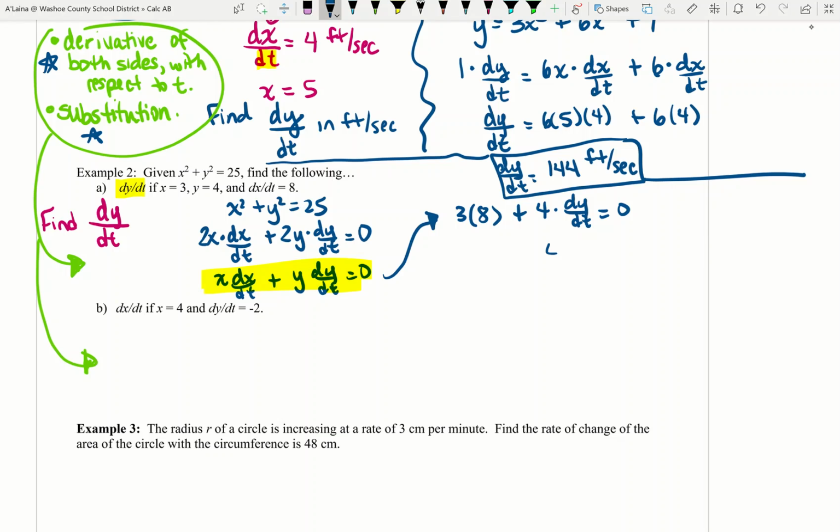So I'm going to move the 24 over to the other side to get negative 24, and when I divide that out, dy over dt is negative 6. Now I'm going to check the problem to see if there are units. If units are given, they must be provided in the answer. However, no units are given, and so I'm going to call that problem complete.